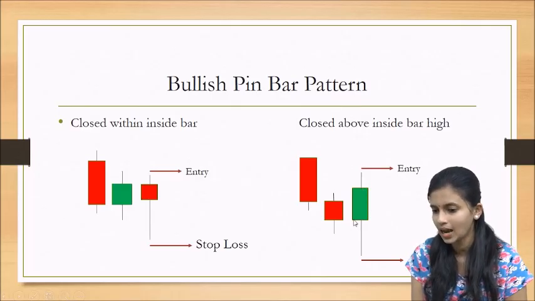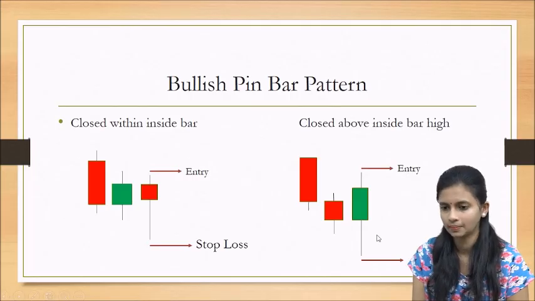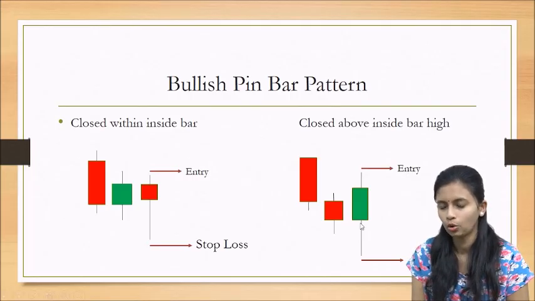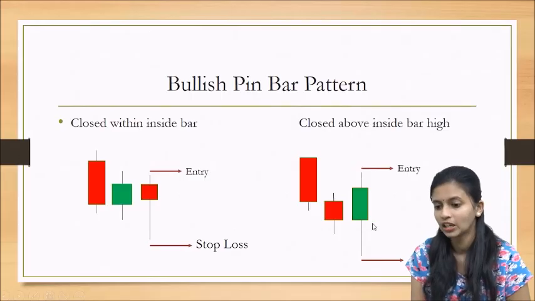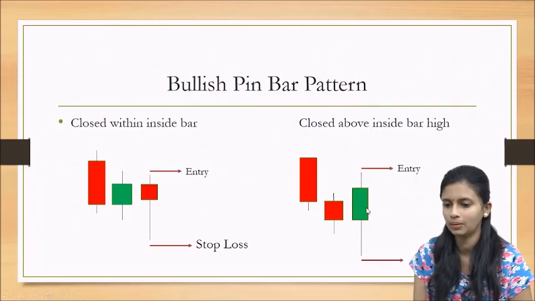Now in case the low of this green candle is below the low of this red candle, then you cannot consider this pattern as a bullish reversal pattern. Okay, see, this green candle has closed above the inside bar high, right, above the red candle high. So this can be considered as a bullish pin bar pattern, that is a reversal pattern. But if the low of this green candle is below the low of this red candle, then you cannot consider that candle as a bullish pin bar pattern.